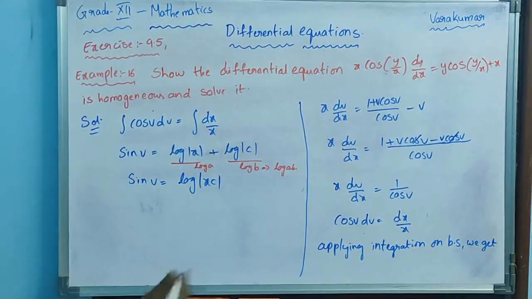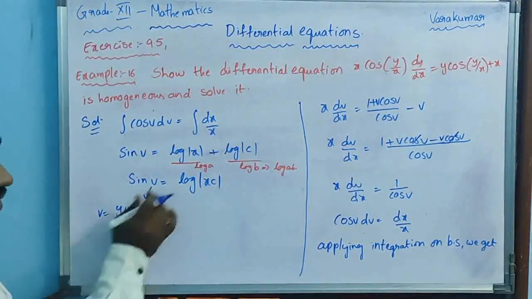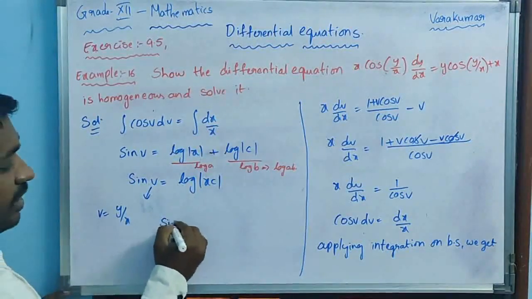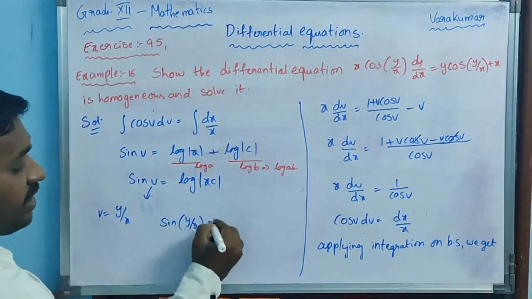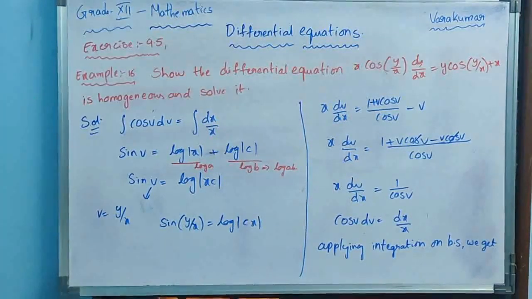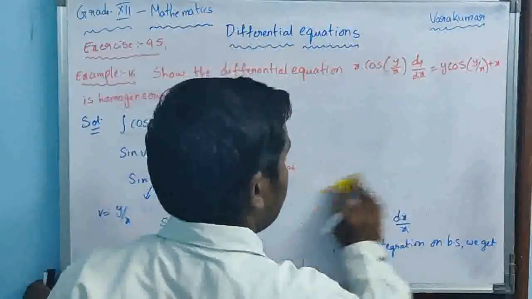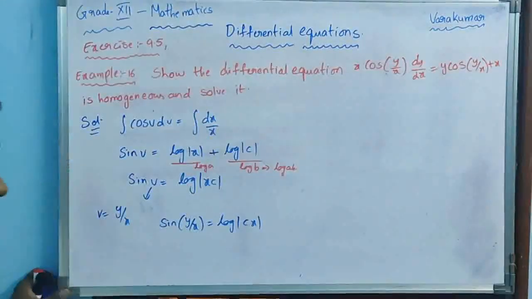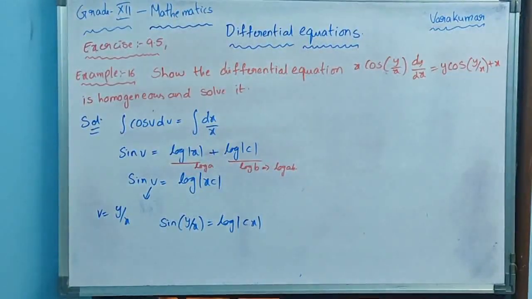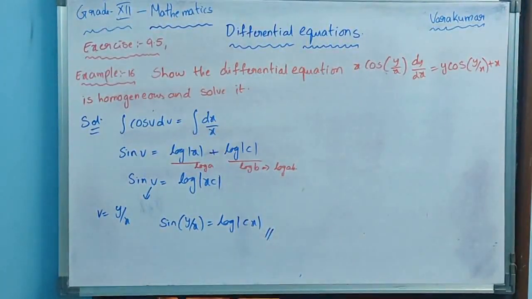Then at the start we took v as y/x. Substituting y/x in that, the equation becomes sin(y/x) = log|xc| or log|cx|. Clear? This is called the general solution of the differential equation, which completes the solution.